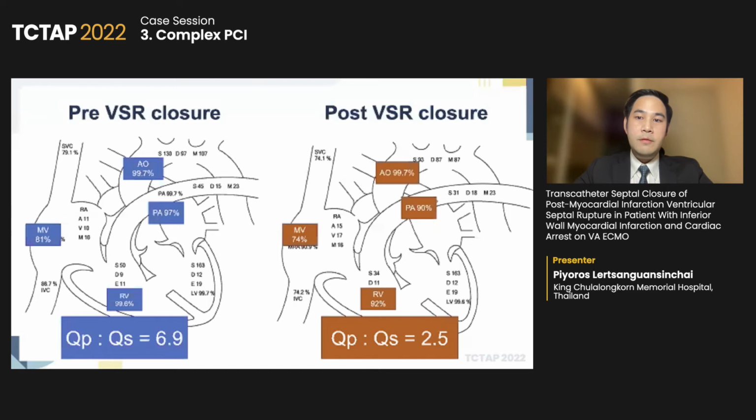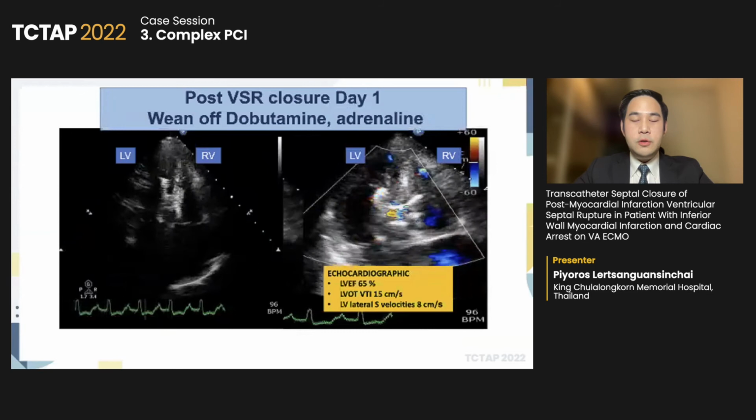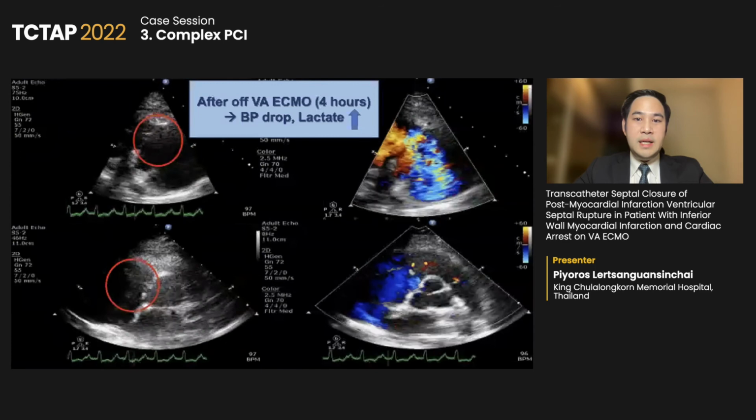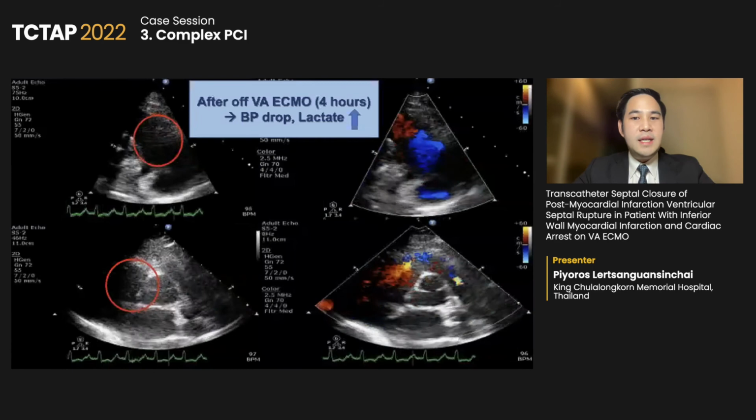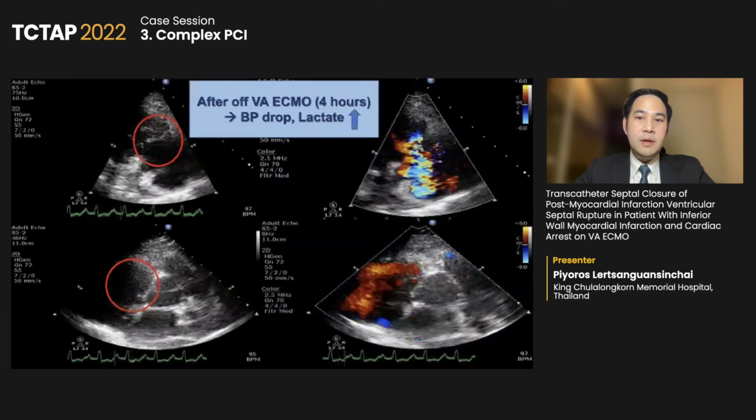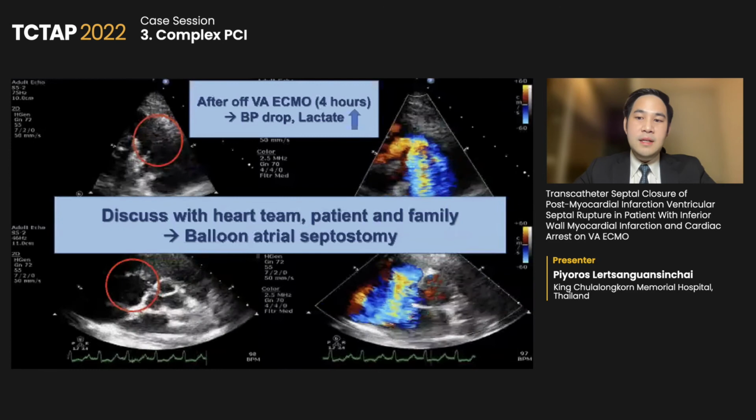At day one after VSR closure, we could wean off all inotropic drugs. And at day two, we could wean off VA ECMO. But unexpectedly, 4 hours after we took off VA ECMO, the patient developed cardiogenic shock, and transthoracic echo showed torn chordae of the tricuspid valve, causing acute severe TR that might have occurred during advancement of the 12 French septal occluder sheath to load the device. We discussed with the family, and they denied reinsertion of VA ECMO with tricuspid valve repair.